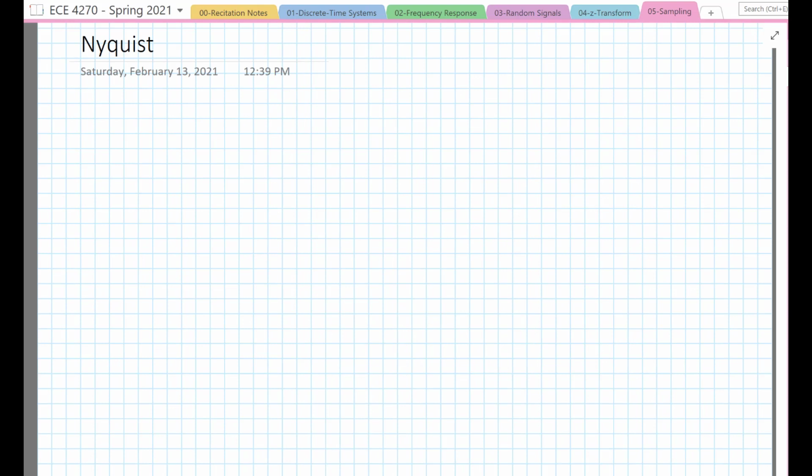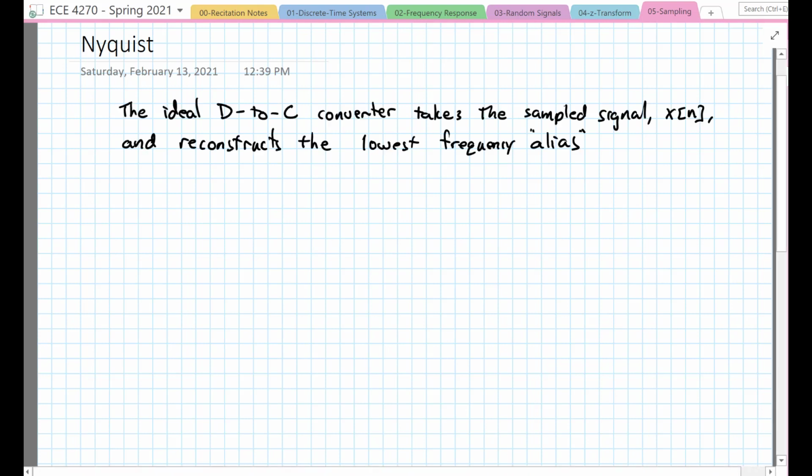So let's see what we can do about this problem of aliasing. As we'll learn soon, the ideal discrete to continuous converter, that's the one that goes the other way around from samples to a continuous time signal, takes the samples and reconstructs the lowest frequency alias. I guess this is new terms. Let's put discrete to continuous.